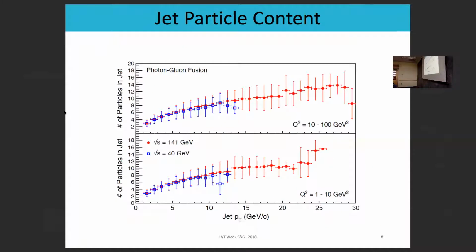Another issue, especially with substructure, that we'll have to contend with is the particle content within the jet. So this is the number of all stable particles within a jet as a function of the jet PT for 2 different Q-square ranges, the 2 limiting energy cases. And you can see, if we have a cutoff of about 5 GeV, we're talking about, at the lowest, on average 5 to 6 particles, and then as you get higher and higher, maybe up to 10.